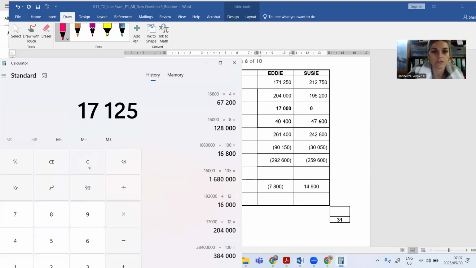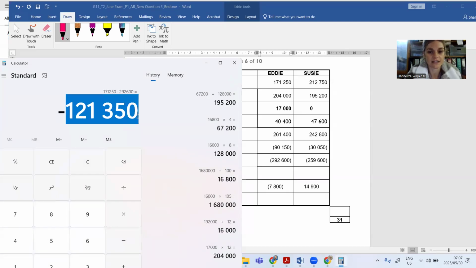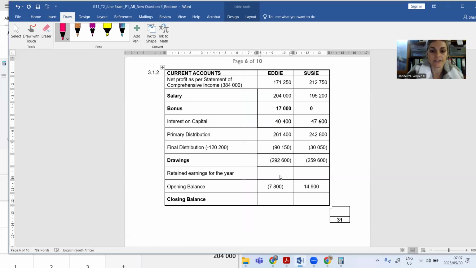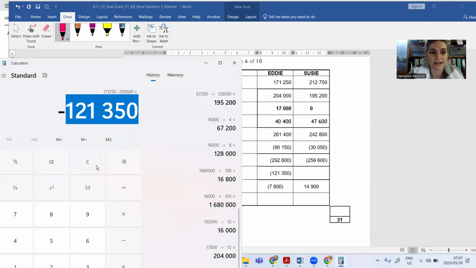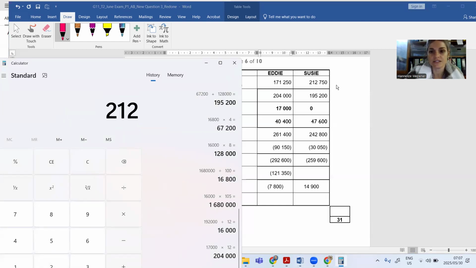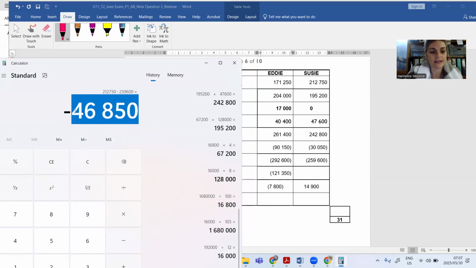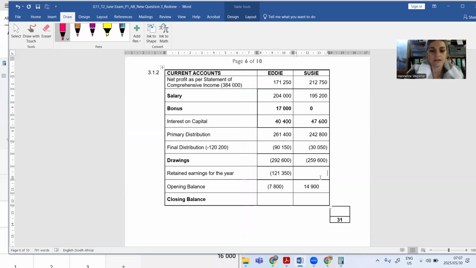Right, so then we take their total earnings minus their drawings to get their retained earnings for the year. So total earnings minus the drawings to get to their retained earnings for the year. So obviously he took more than what he earned. So he's going even further into a debit balance here. And then Susie's total earnings minus her drawings. She also took more than what she earned in the current financial year. So there we go, negative balances.